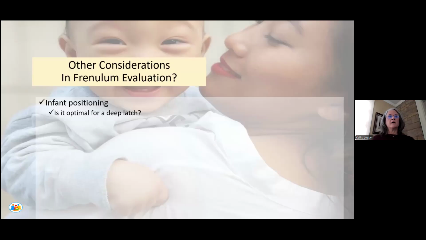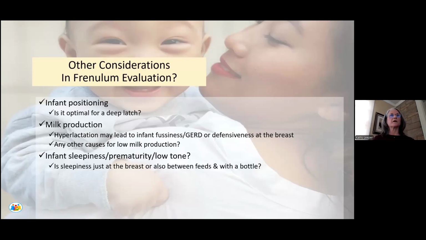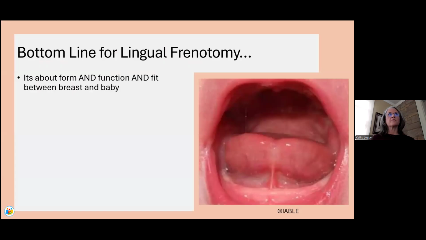Other things to think about are, is the baby positioned deeply enough to be doing well? And these are all just basic things. What's mom's milk production? Is the baby born too early and too sleepy? Do they have a recessed chin that we already mentioned? And submucosal cuff, I hadn't mentioned that, that's a reason to have trouble holding on. That has nothing to do with your tongue. Are the nipples simply too big for the baby? So all things to think about before clipping a frenulum.